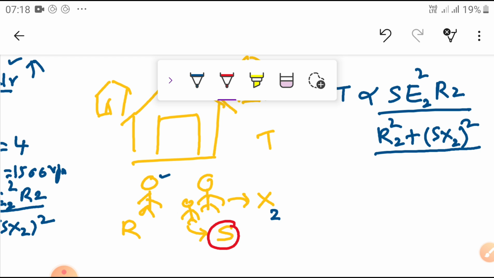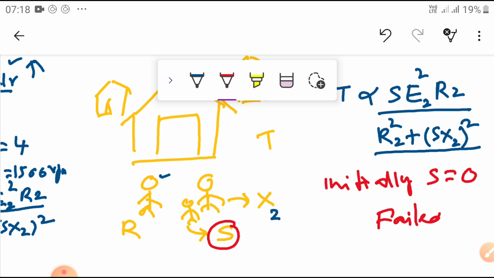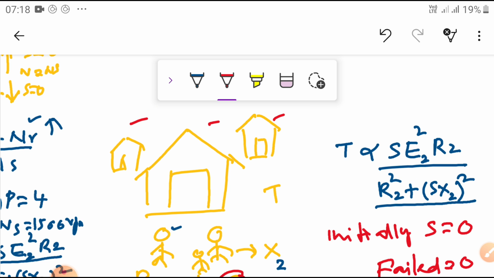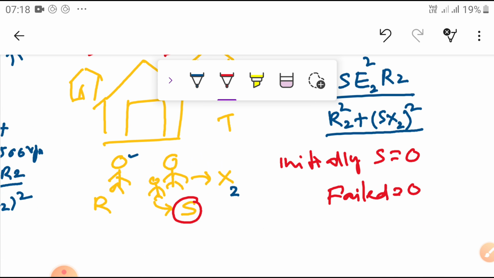If your interest in studies is initially zero, you are enjoying yourself, then S is equal to 0. Then you may fail, for example in the first year of diploma. Then what is the prestige in your relations? That is equal to 0, your prestige T is equal to 0, the total prestige goes.